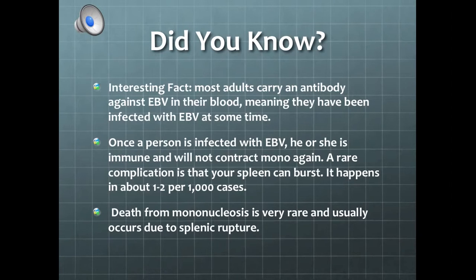A rare complication is that your spleen can burst, and this happens about 1 to 2 times per 1,000 cases. Death from mononucleosis is very rare and usually occurs due to splenic rupture. So once again, it's very rare, especially here in the United States, but it can happen. So it's just something to look out for if you do have mono.